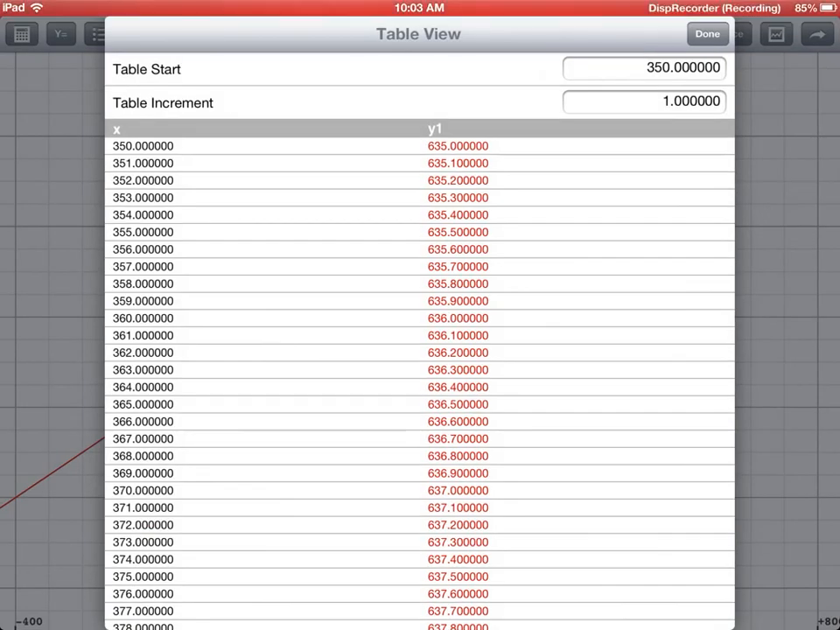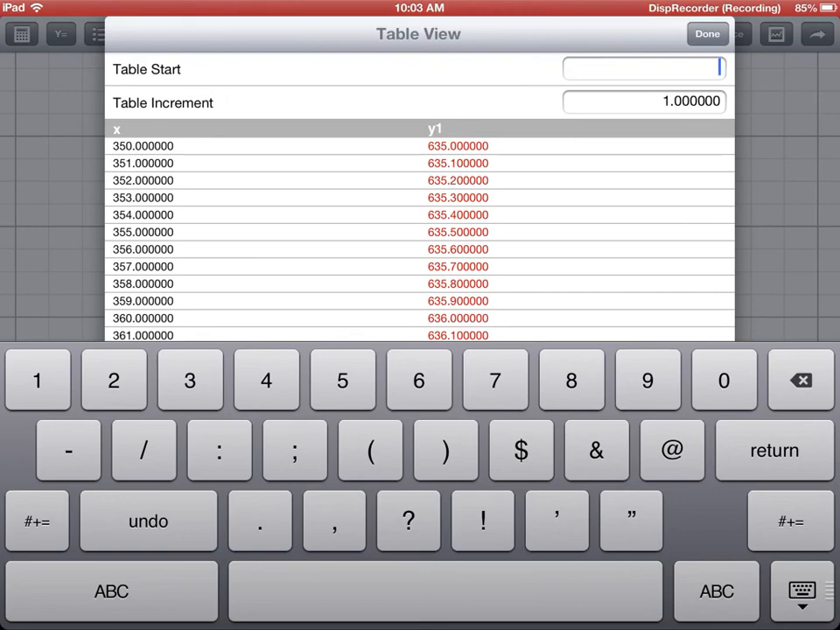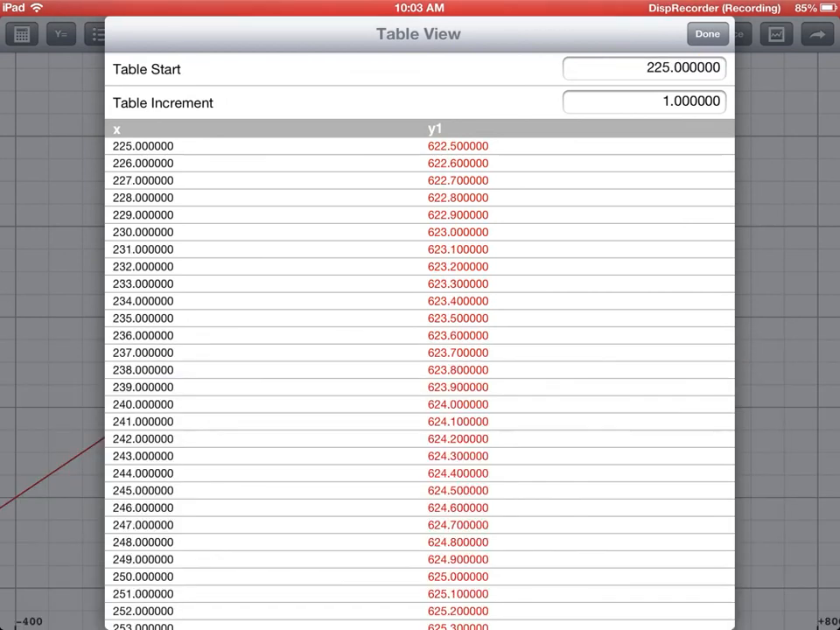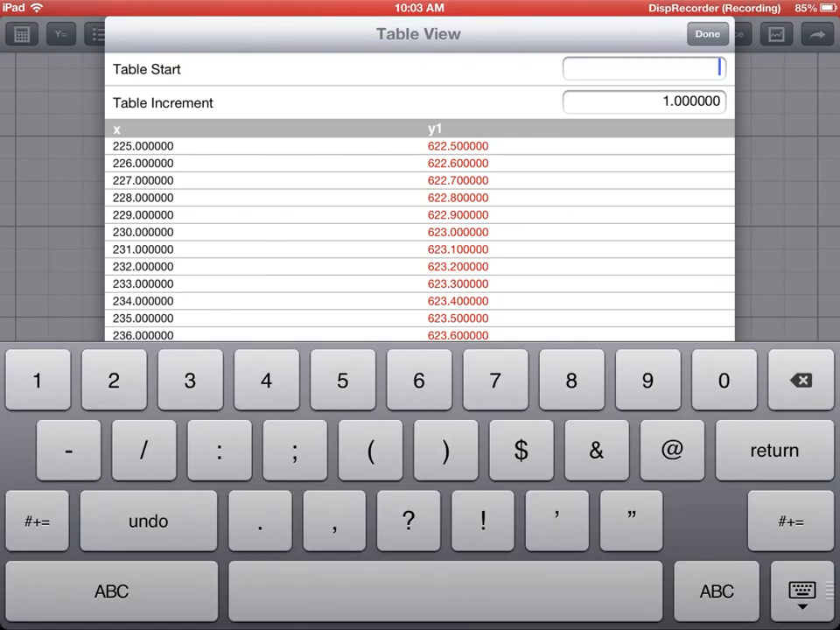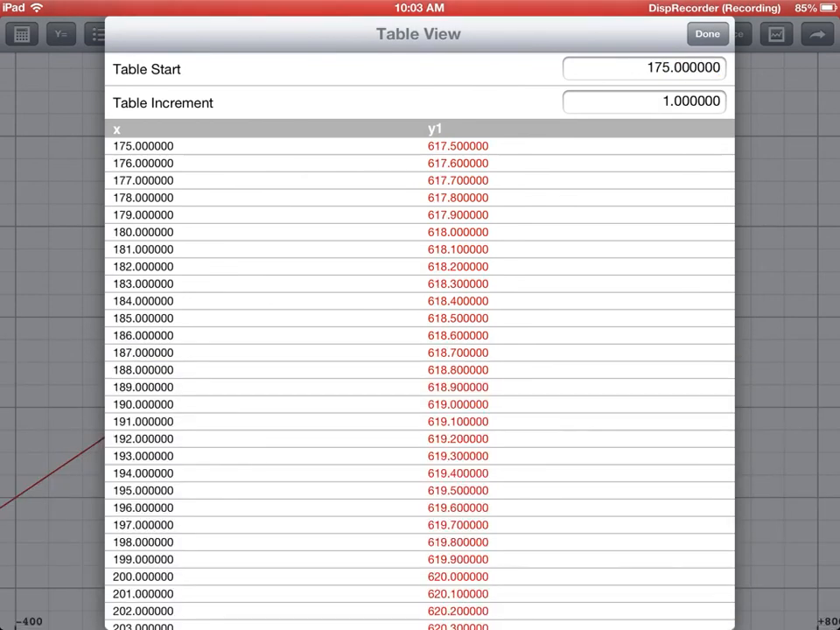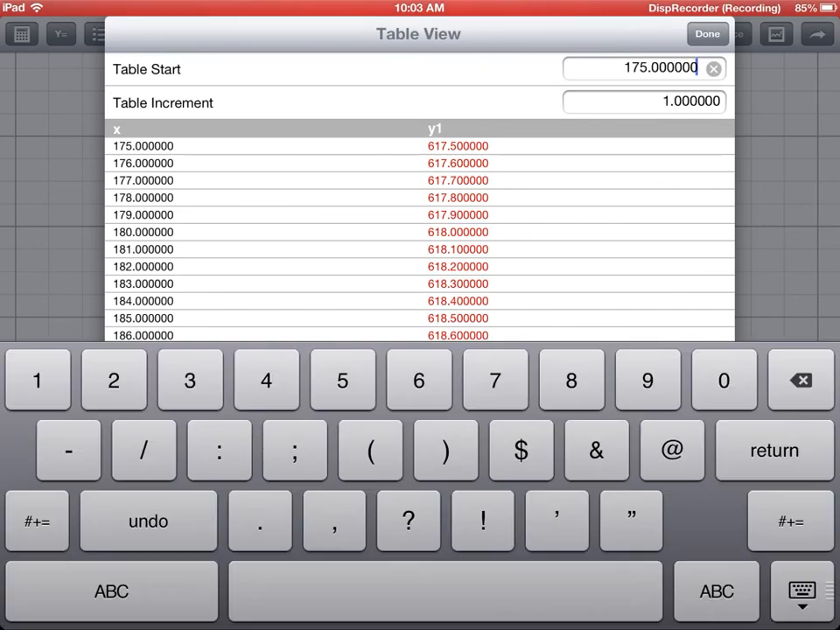to 225. 225 gives us $622.50. Let's take a look at 175. $175 gives us $617.50 for our paycheck. And finally, we want $82.50 in sales. $82.50.